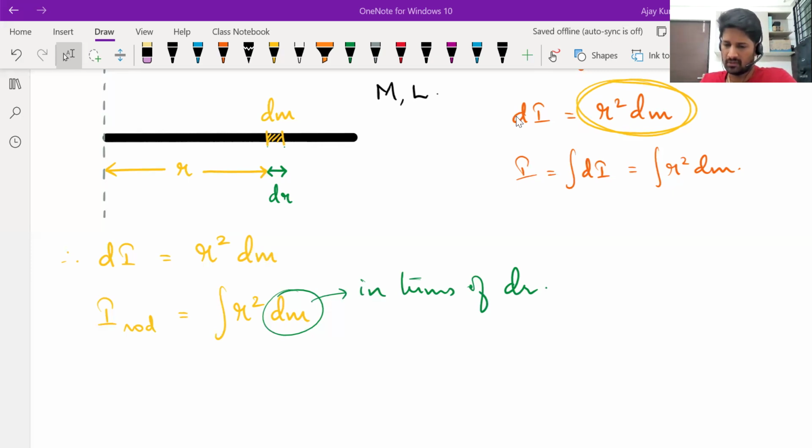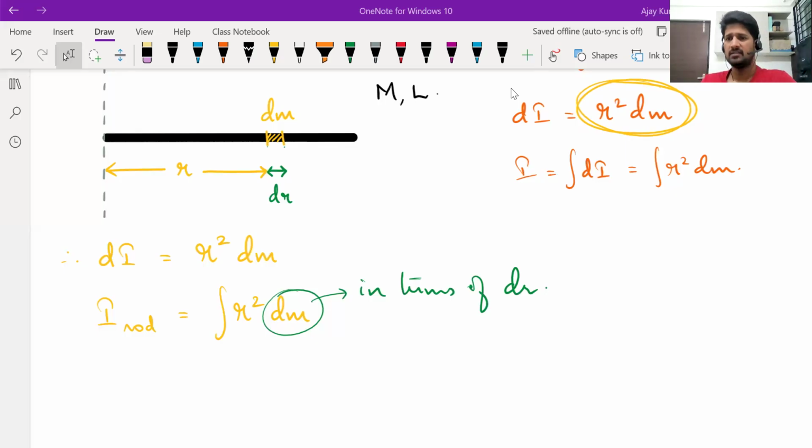The three different types of mass distribution we came across are linear, areal, and volumetric. One of you tell me, what kind of mass distribution is a rod? Is it linear, areal, or volumetric? It's a linear mass distribution, correct.